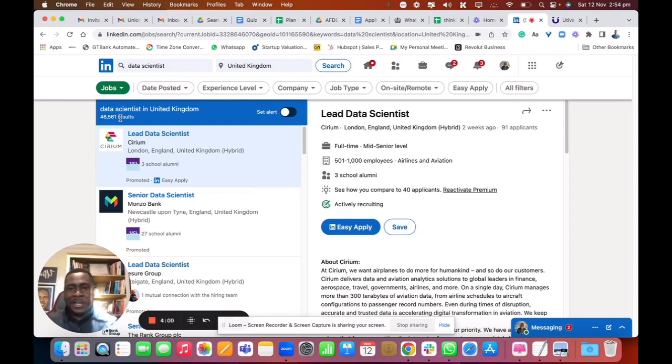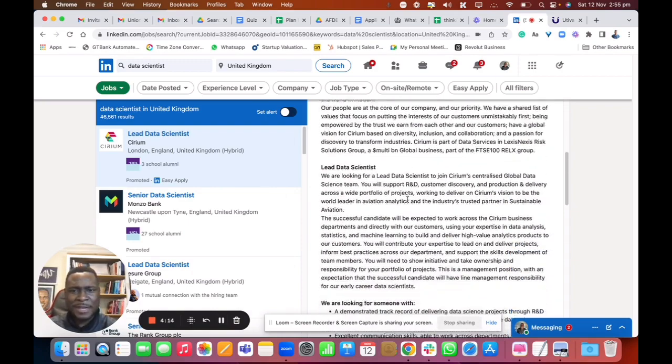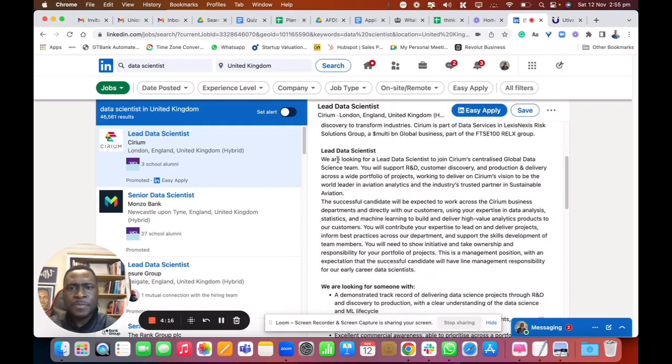So what do you think? Let's look at the opportunities, but specifically, we're looking at what employers are looking for. So the goal is to explore and see what employers are looking for. Here, I'll just look at this part. We are looking for a data scientist to join this company. You will support the research and development, customer discovery, production, and delivery.